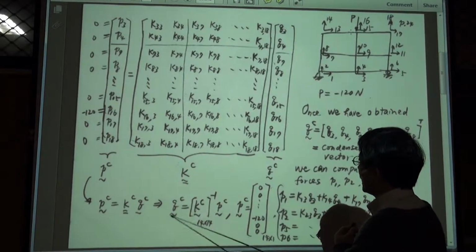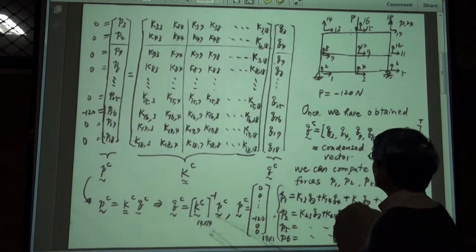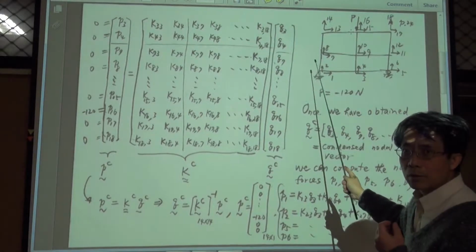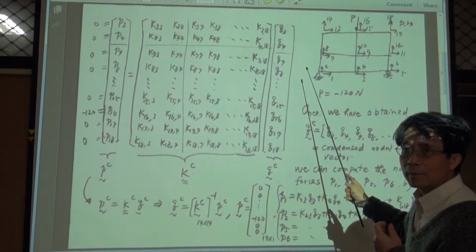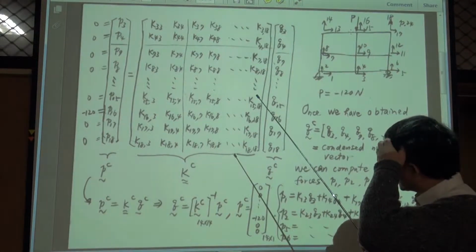Okay, so in this way, all the nodal displacements can be obtained. Okay, that means all the displacements on the nodes of the elements are known now. So basically the problem has been solved.